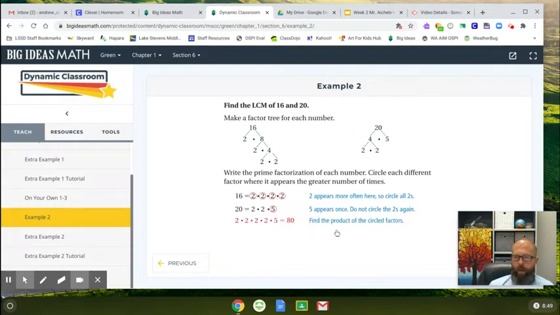Now we're going to find the product of the circled factors. 2 times 2 times 2 times 2 times 5 equals 80. And so the least common multiple of 16 and 20 is 80.